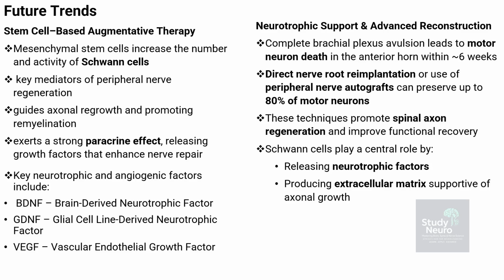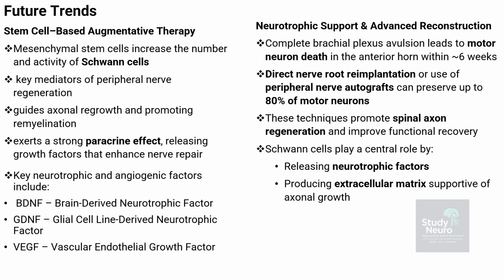Future advances are transforming how brachial plexus injuries are treated. Stem cell-based therapies aim to enhance nerve regeneration by supporting Schwann cell activity, promoting axonal regrowth, and releasing growth factors that improve repair. In severe injuries, newer reconstructive strategies focus on preserving motor neurons and encouraging spinal axon regeneration, which can significantly improve functional outcomes. Schwann cells remain central to these processes by providing both structural and biological support.